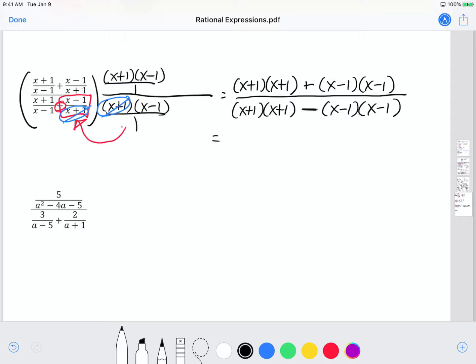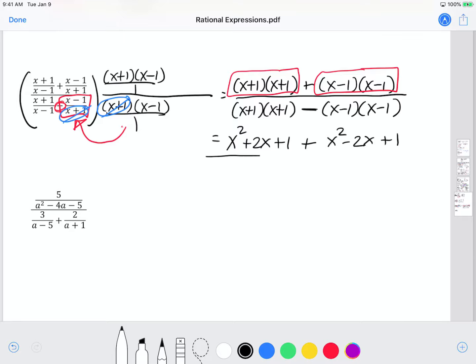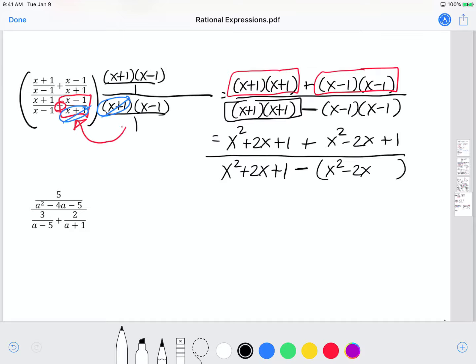Now, I'm going to multiply this out, and that is going to give me x squared plus 2x plus 1. Now I'm going to multiply this out, and this is going to give me x squared minus 2x plus 1. And that's all over... I'm going to multiply this out now. That gives me x squared plus 2x plus 1. And I'm going to subtract x minus 1 times x minus 1, which is x squared minus 2x plus 1.